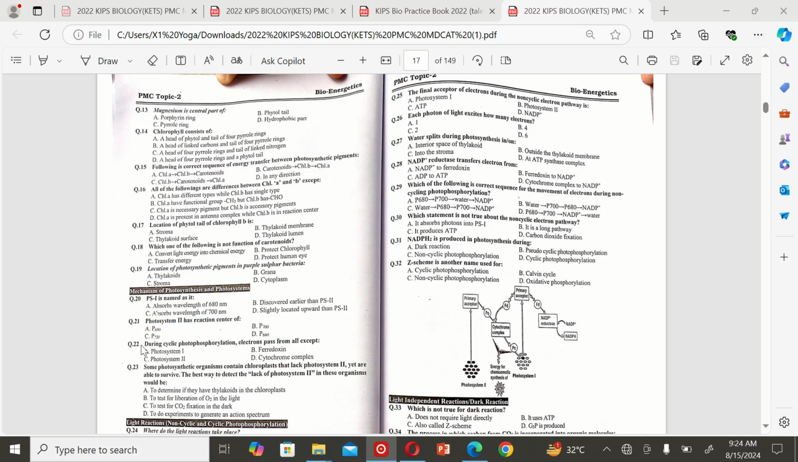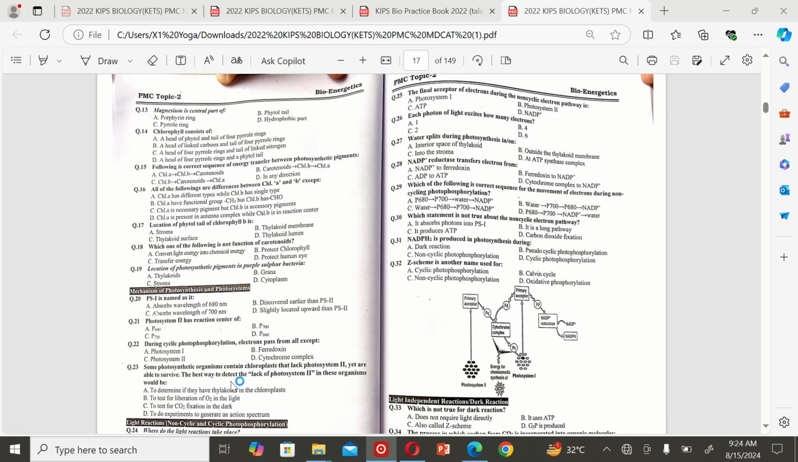The next MCQ is: during cyclic phosphorylation, electrons pass from all except A. Photosystem 1, B. Plastoquinone, C. Photosystem 2, and D. Cytochrome complex. So the correct option is C. Photosystem 2.